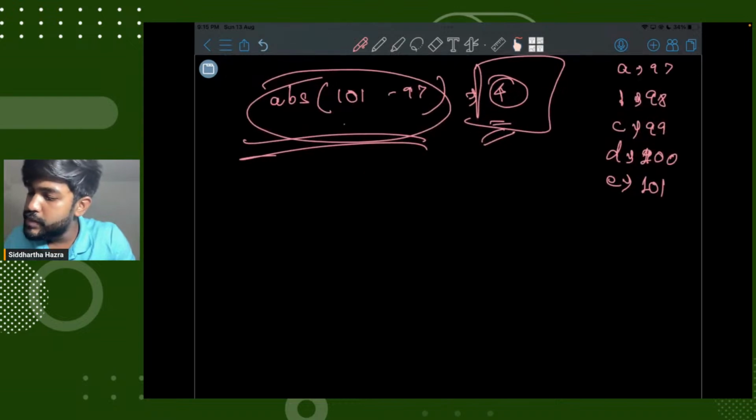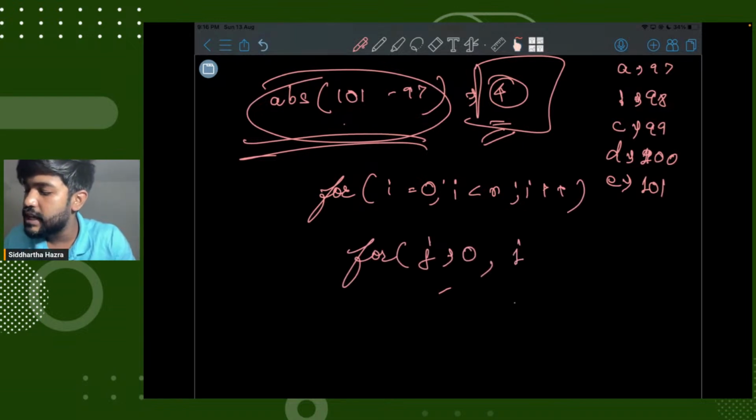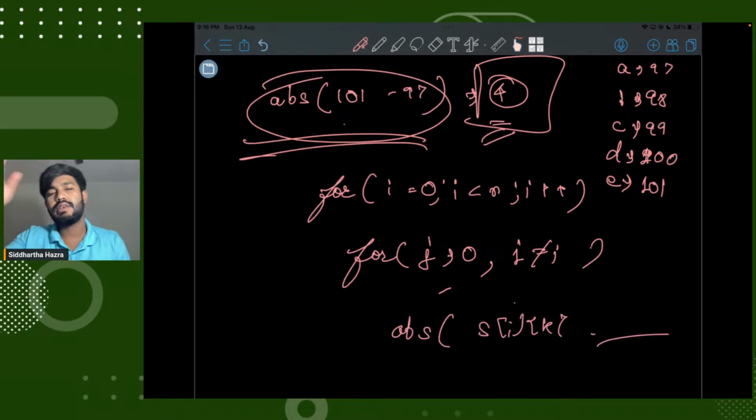So now the structure would be such that we would be using a nested for loop. For int i equals 0, i less than n, i plus plus, and then we would be using a j loop also. j less than n, but here we would say j is not equal to i, and then we would simply take the ABS of s of i dash k and s of j dash k, and then add it to the answer. Am I clear with the solution?